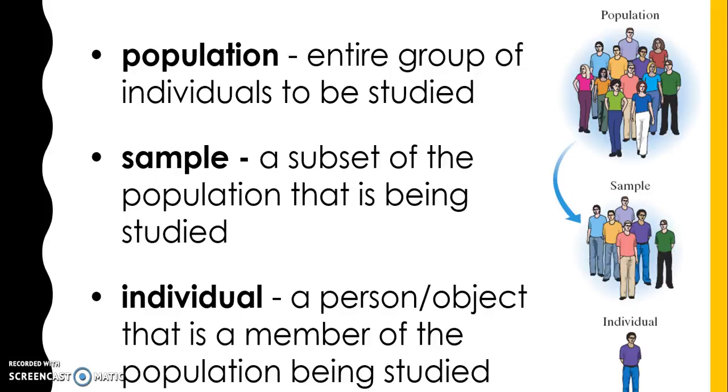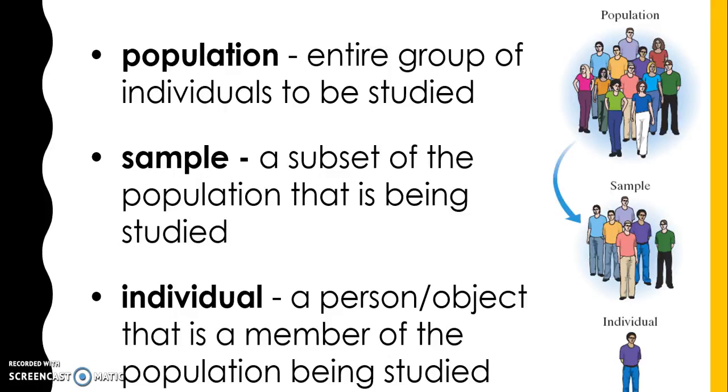In this video, we're going to compare a parameter and a statistic. But before we do that, we need to talk about some vocabulary. So the first vocabulary word we want to look at is population. So population is the entire group of individuals to be studied.